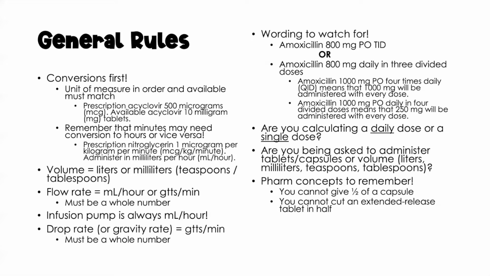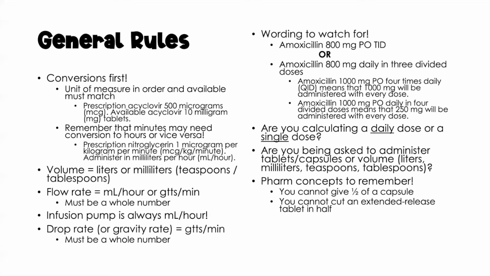So let's look at a couple of other examples. Amoxicillin 1000 milligrams PO 4 times daily. That means that you're giving 1000 milligrams every time you give it. All 4 times you're given 1000 milligrams. However, amoxicillin 1000 milligrams PO daily, and it's that daily word that you're looking for, in 4 divided doses means that you're going to give 250 milligrams 4 times to equal your 1000 milligrams in a day. So that's really important to pay attention to.